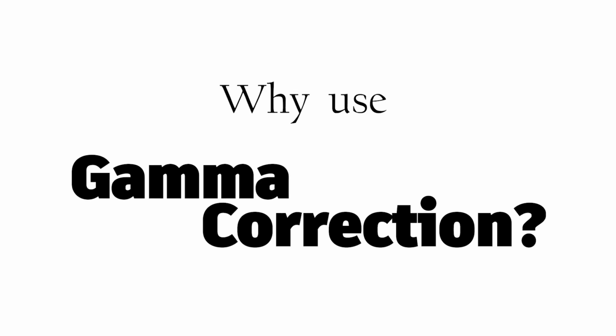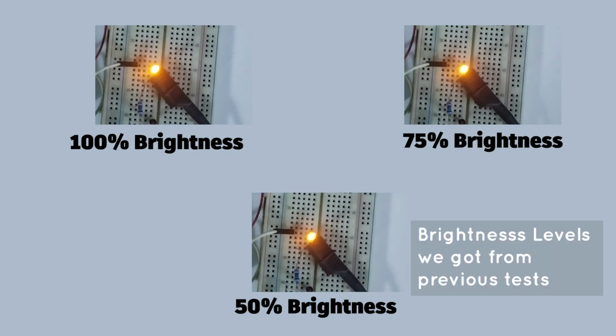So why use gamma correction? First, it's important to note that human perception of brightness is not linear, and we perceive changes in brightness at low intensity better than high intensities. So we apply gamma correction to make PWM controlled LEDs feel linear to our senses.